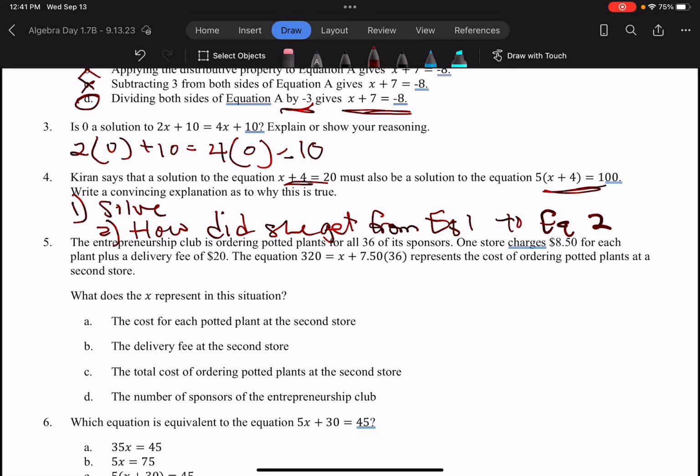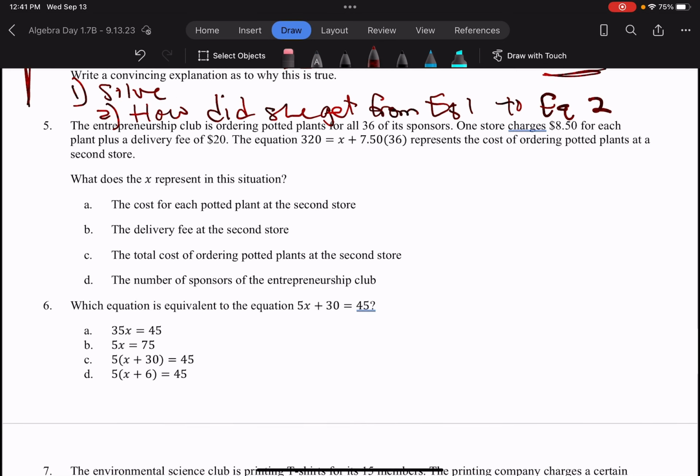So you can explain it to me either way. You can either solve it and prove it to me, or you can explain in words how Kieran got from the first equation to the second equation, again using a legal move. All right, so that's for you. You must do that. Tell me. All right. Okay, number 5.